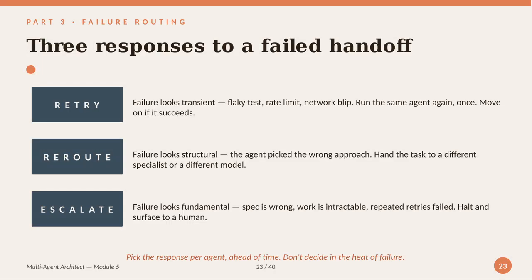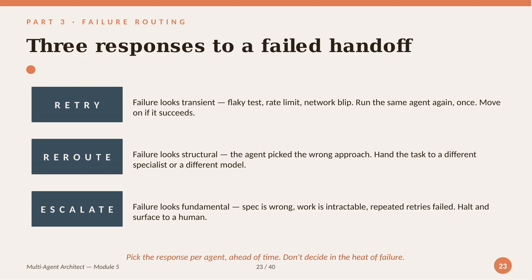Failure routing. When a handoff fails, the orchestrator has 3 responses. Retry. The failure looks transient: a flaky test, a rate limit hit, a network blip. Run the same agent again. Same input once. If it succeeds, move on. If it fails again on retry, escalate. The cost of 1 retry is tiny. The cost of escalating every transient failure is high friction.